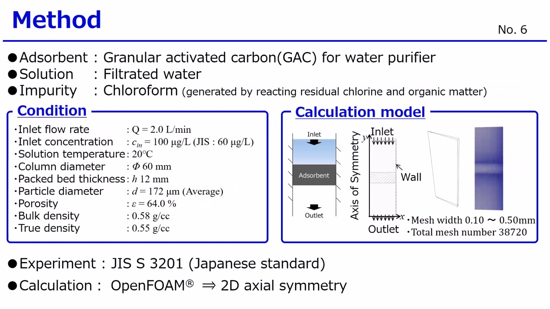I'm going to talk about the method of this study. First, the evaluation conditions: the adsorbent is a granular activated carbon used for water purifiers, and the solution is filtrated water. And the impurity is chloroform. It is generated by reacting residual chlorine and organic matter. Also, it is an important substance for water purifier design. And other conditions are shown in this slide.